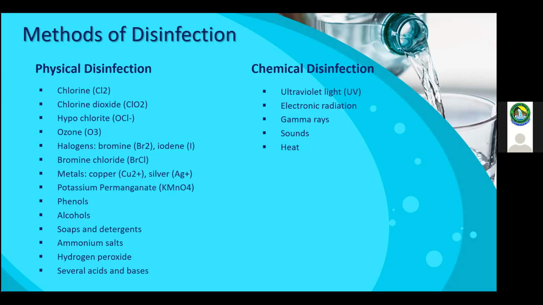On the chemical disinfection side, there's disinfection by ultraviolet light or electronic radiation, gamma rays, sound, or heat. And again, the most popular on the chemical disinfection side is the use of ultraviolet light, which I will go through in a little bit more detail. So I'm only picking two out, one from physical, one from chemical, and that is what we'll explain further for the purposes of this presentation.